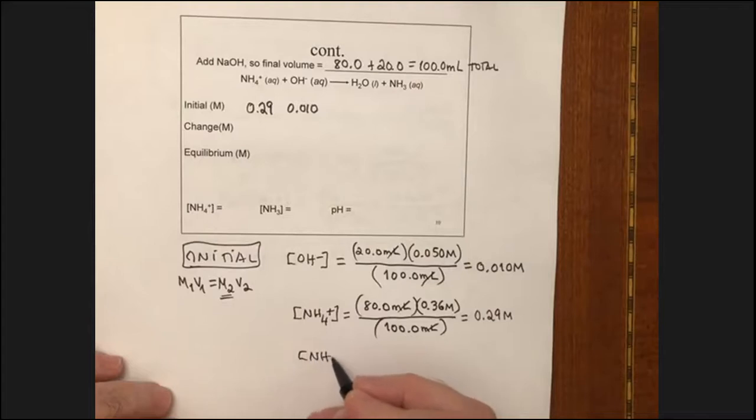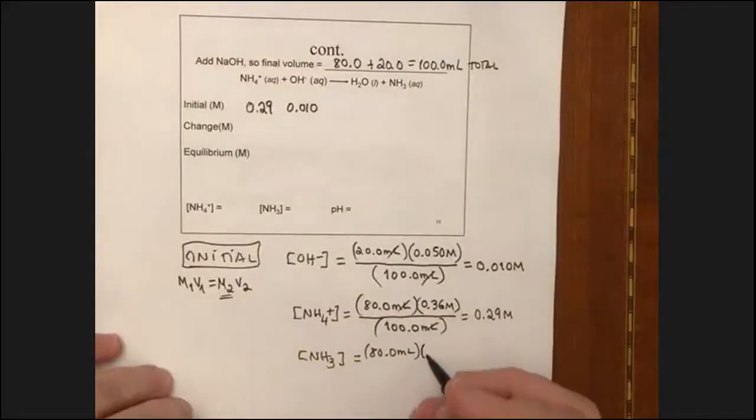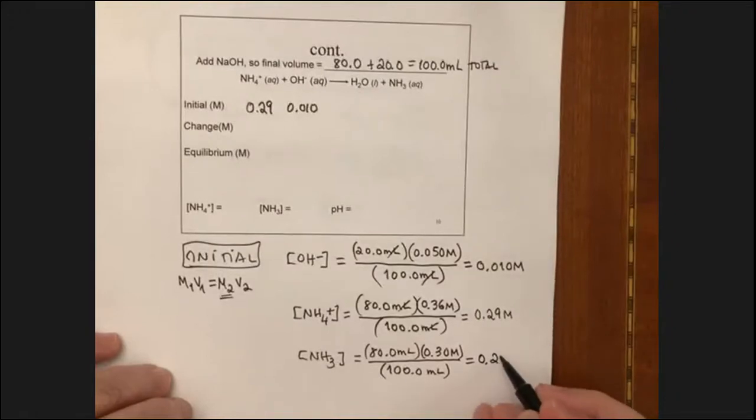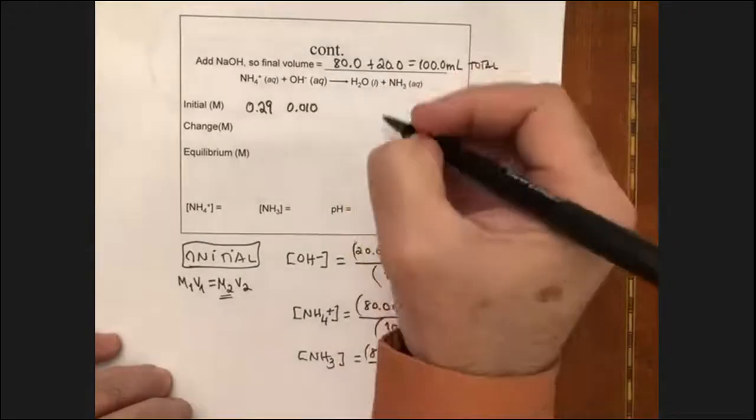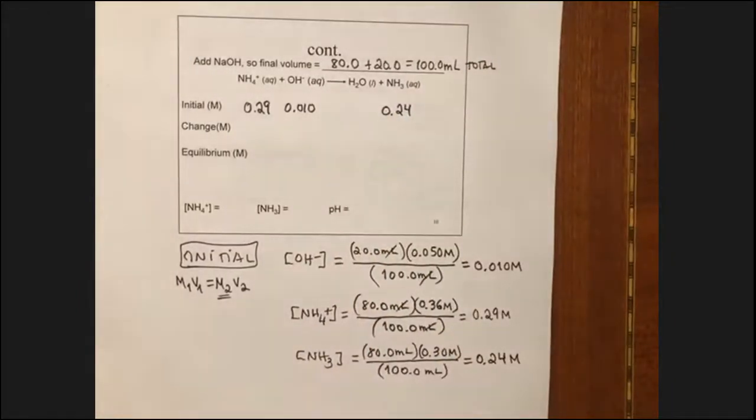And my initial concentration of ammonia, again, was 80 milliliters of buffer. But remember that the ammonia itself was 0.30 molar, in a final volume of 100. So again, that's 4/5, like 80% of this, which is pretty much 0.24 molar. So that's my initial concentration of ammonia. That's where we're starting.